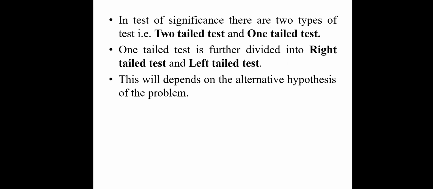Okay, so in test of significance there are two types of test. We can go for a two-tailed test, and we can go for a one-tailed test. One-tailed test is further divided into right tail as well as left tail. This will depend on the alternative hypothesis of the problem. So we cannot perform all the tests for a particular single null hypothesis. We have to consider only one tail, or it could be two tails.